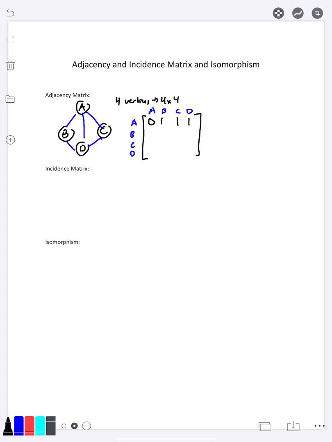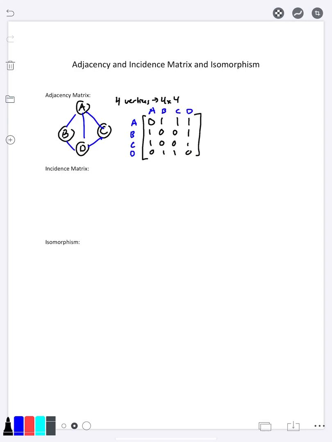Then I say B is connected to A, B is not connected to B, B is not connected to C, and B is connected to D. Great. Similarly, C is connected to both A and D, but not to B or itself. And D is connected to B and C, but not to itself. So this is an adjacency matrix.